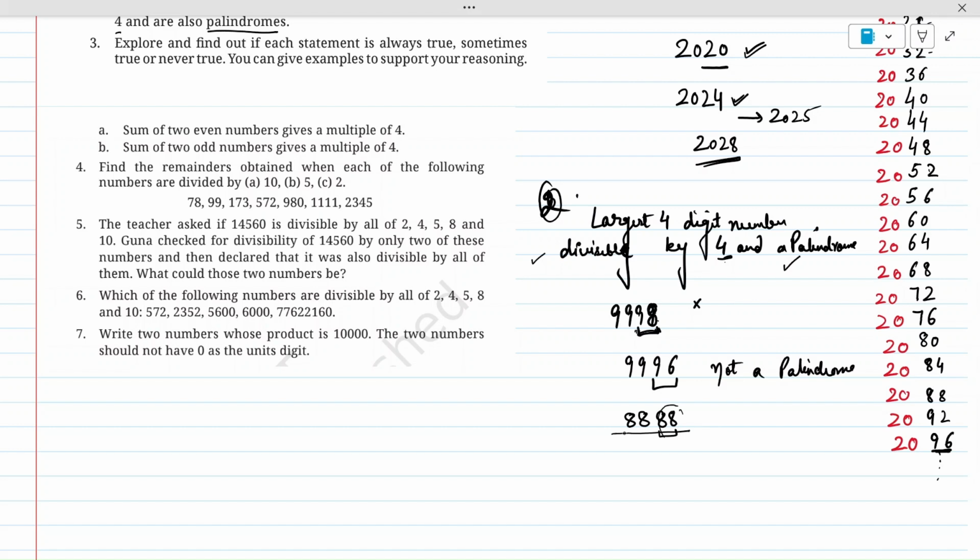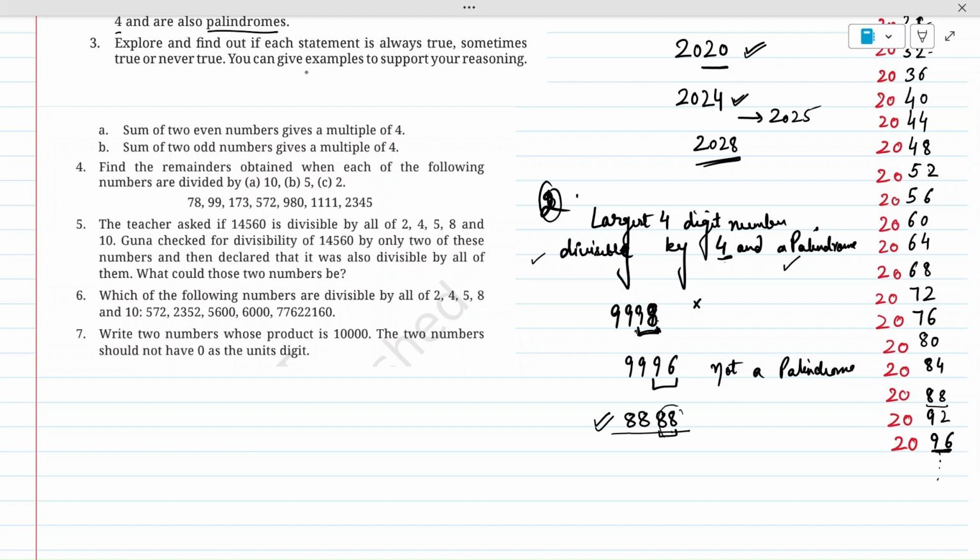Okay, so we have got this number 8888, and I hope you understand how we have done it, because in the 9000 series it is not possible. It is possible to get a 4-digit number which is divisible by 4, but we will not get a palindrome then. So that's why we moved to the 8000 series, and in the 8000 series we have this number 88. Using this number we can easily form a palindrome. It is divisible by 4 also, and it's a 4-digit number. So the answer for the largest number is 8888, which is a palindrome.